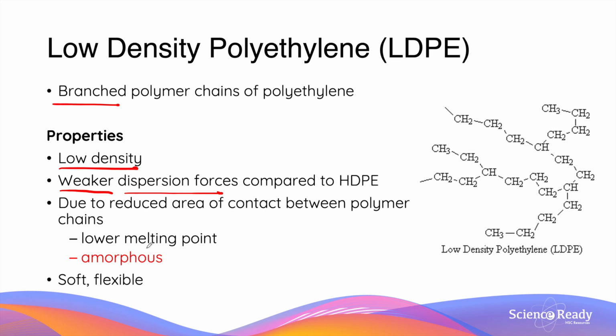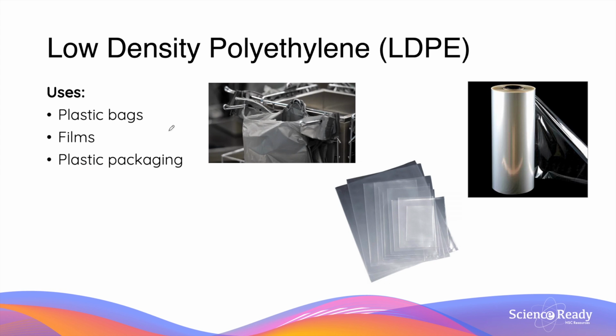So compared to HDPE, LDPE has a much lower melting point, and it is important to note that it is amorphous. That is, the structure can be molded very easily as opposed to the crystalline structure that we saw in HDPE. LDPE is also soft and flexible. The application of LDPE is quite different to that of HDPE. LDPE is found in plastic bags, films, and plastic packaging.